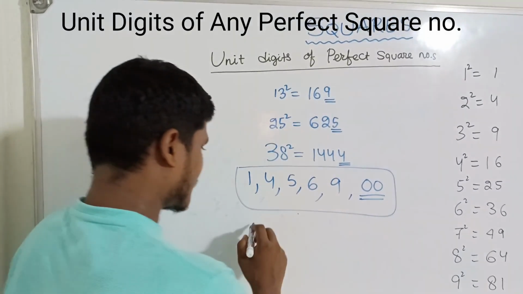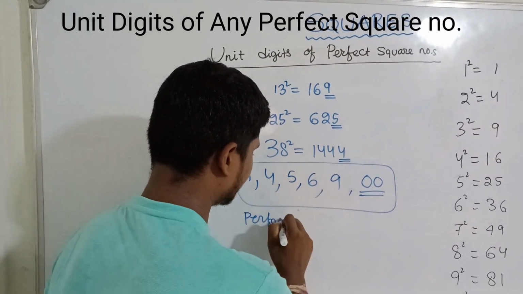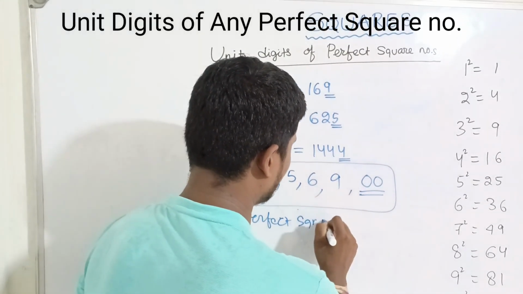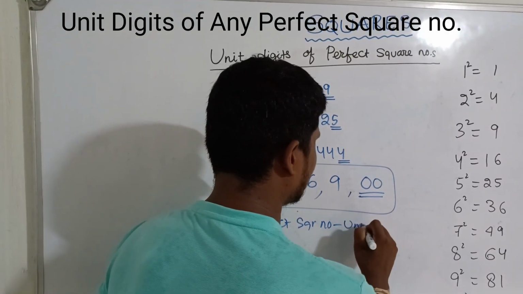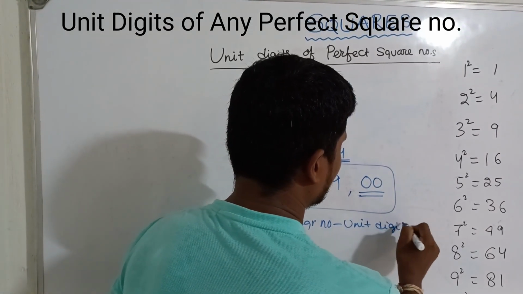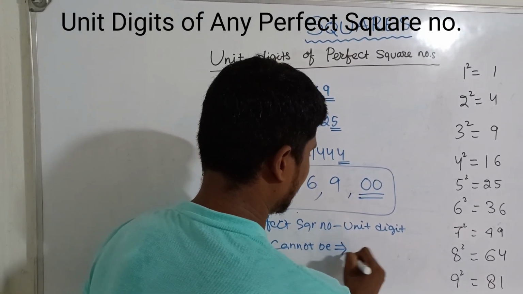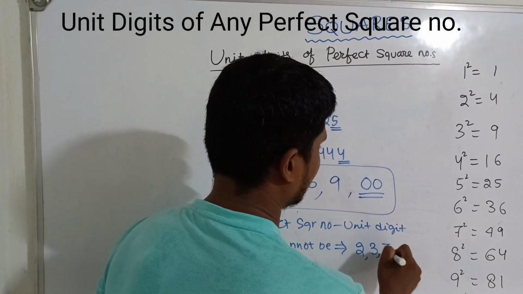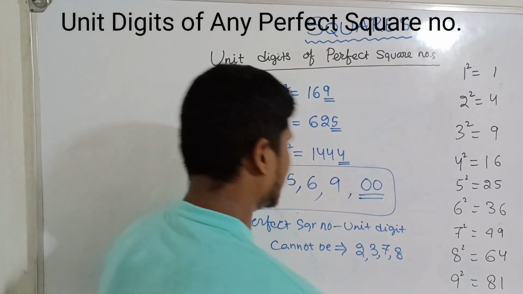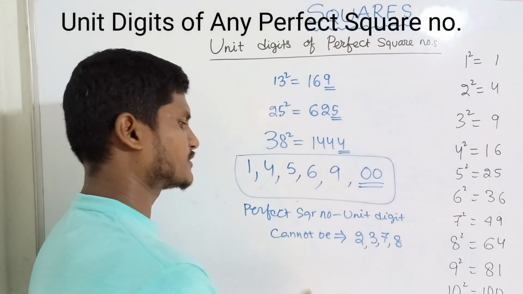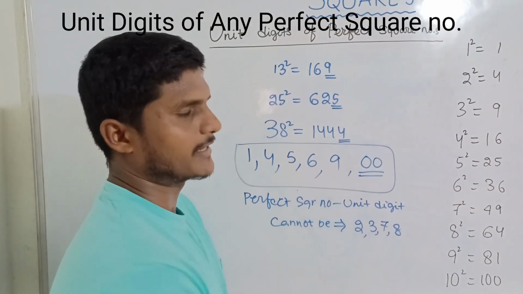Okay. A perfect square number's unit digit cannot be... square numbers' unit digit cannot be 2, 3, 7 and 8. If you square a number, the unit digit must not be 2, 3, 7, 8. You are not getting 2, 3, 7 or 8.